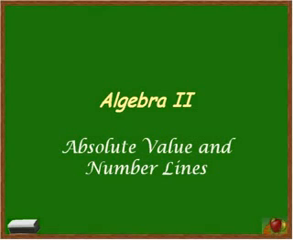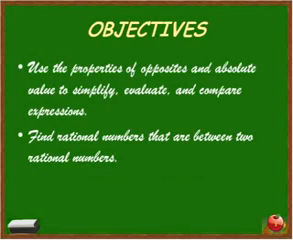Recording started. Welcome to this session for Algebra 2 on absolute value and number lines. What we're going to do today is use the properties of opposites and absolute value to simplify, evaluate, and compare expressions, and we're going to find rational numbers that are between two other rational numbers.